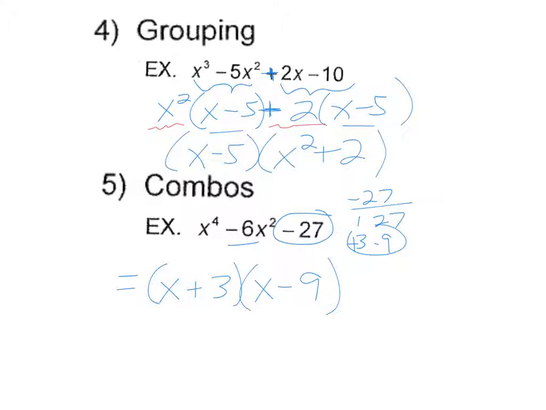But because this is an x to the 4th power, our x's have to be squared. Then if you look at what you've written, hopefully you'll recognize that x squared minus 9 is a difference of squares. The square root of x squared is x, the square root of 9 is 3, so that part can break down farther. X squared minus 9 becomes x plus 3, x minus 3.